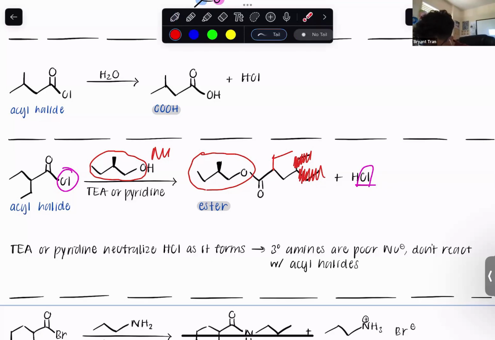And pyridine neutralizes the HCl as it forms because this is an acid right here. And then you could just put a base like triethylamine or pyridine to deprotonate that acid in lab, right? Tertiary amines are poor nucleophiles. They don't react with acyl halides.